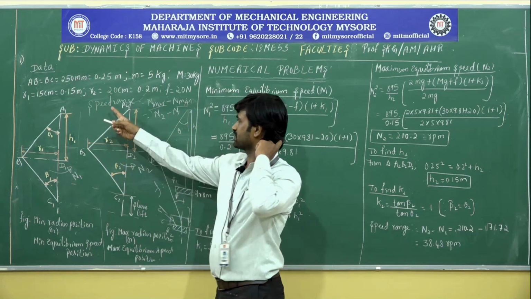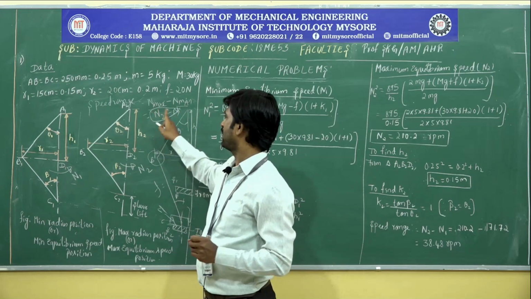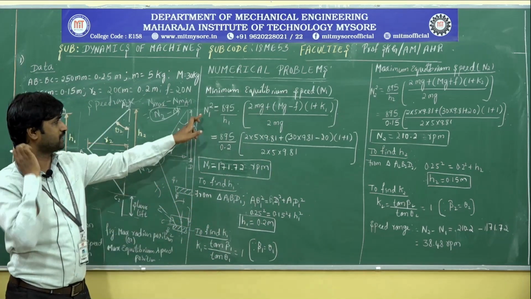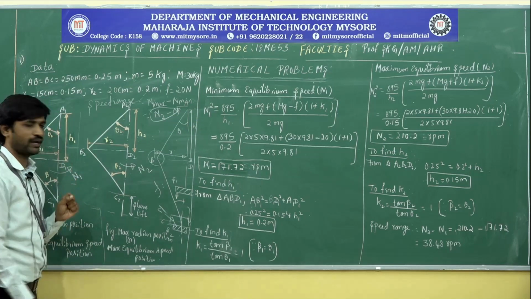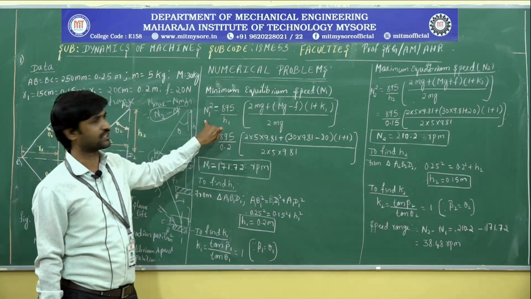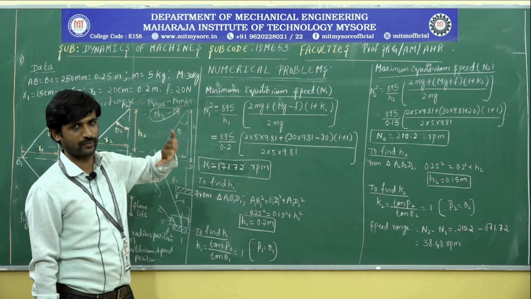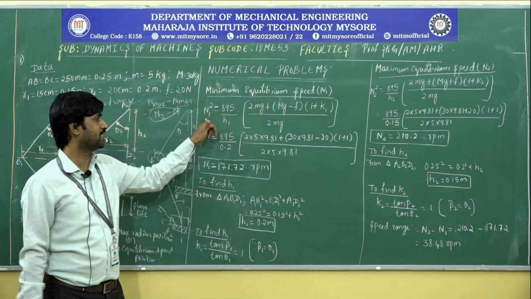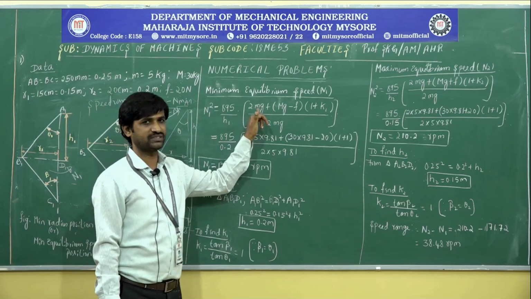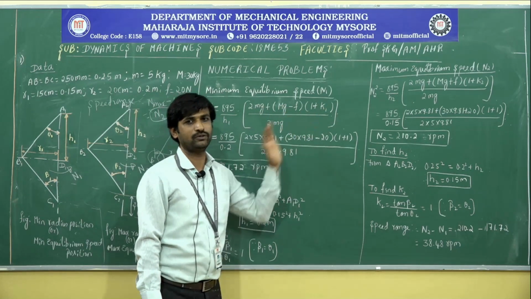So in order to calculate the speed range, we will be using the formula N2 minus N1. If you want to find the speed range, I need to find what will be the value of N2 and what will be the value of N1. In the last class, we have derived the expressions in order to find the values of N1 and N2. So to calculate the minimum equilibrium speed, we can make use of the equation N1 square will be equal to 895 by H1 in bracket 2 mg plus capital Mg minus F into 1 plus K1 divided by 2 mg.